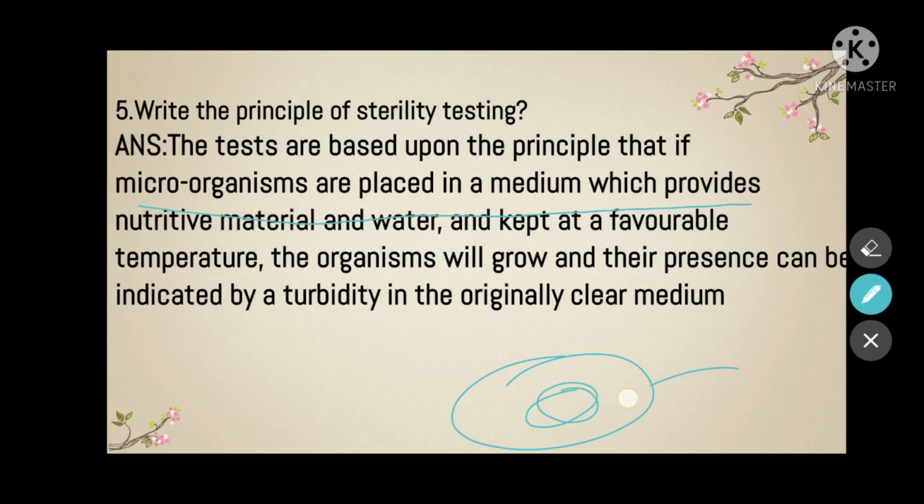which provides nutrients and water and is kept at a favorable temperature, the organisms will grow, and their presence can be indicated by turbidity in the original clear media. It means whether the organism is present or not can be determined by the turbidity. Okay, in the broth culture, turbidity index. That is the principle of sterility testing. It means we are testing the sterile nature of our preparation. This is the fifth question.